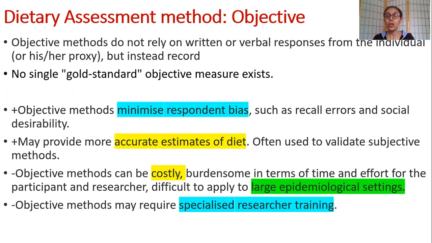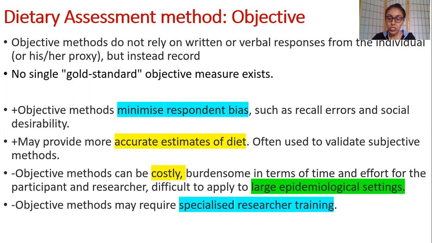Okay, as a researcher. So there is minimum respondent bias in terms of recall errors and social desirability bias, meaning like, oh, they are reporting healthy foods more because they are part of a study and they want to look good. Okay, no, it's not that. All right. Then yes, it relatively provides more accurate measures of dietary assessment compared to your subjective methods, and as I said, often used to validate the subjective methods.